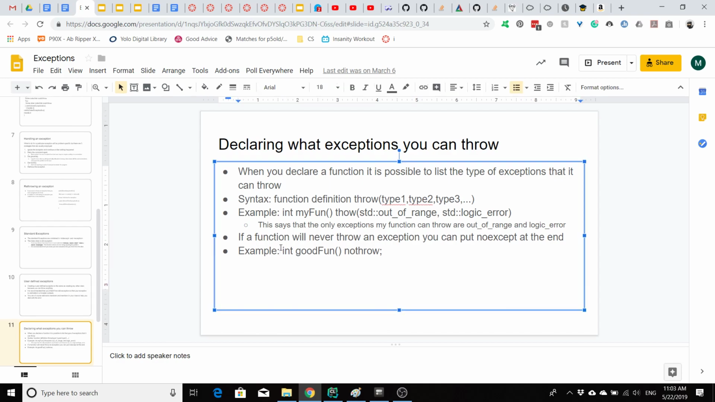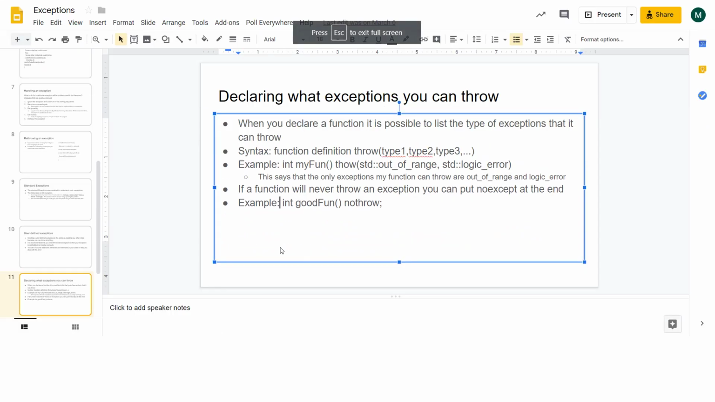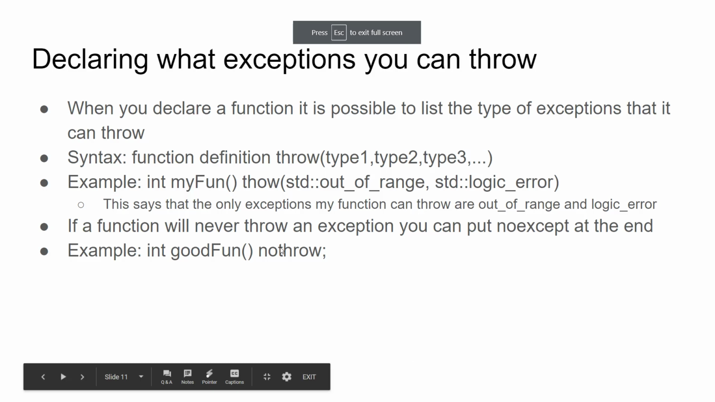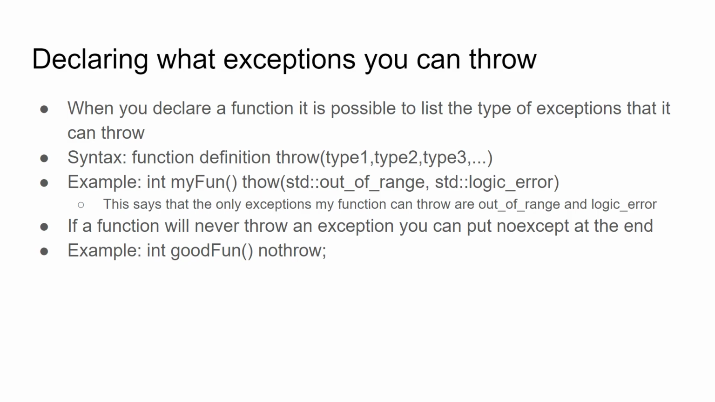So last time we talked about the fact that you can create your own user-defined exceptions, and we'll go through some examples of that today. But when you create a function, you can declare what type of exceptions you expect to throw. So if you declare a function, after you do your function definition, you can attach on throw, and then you can list a series of types of the possible things that you can throw.